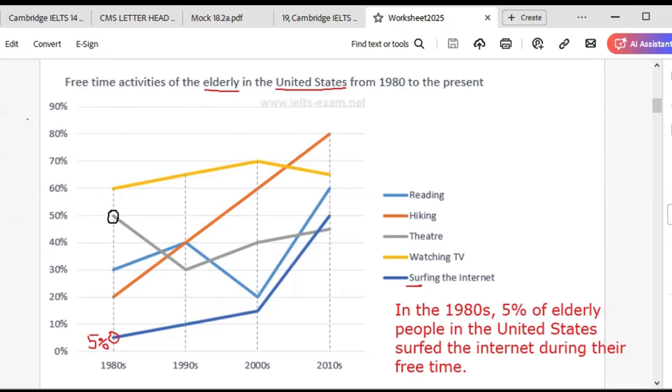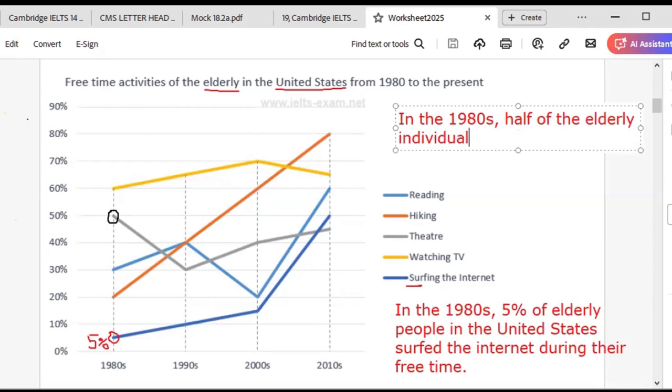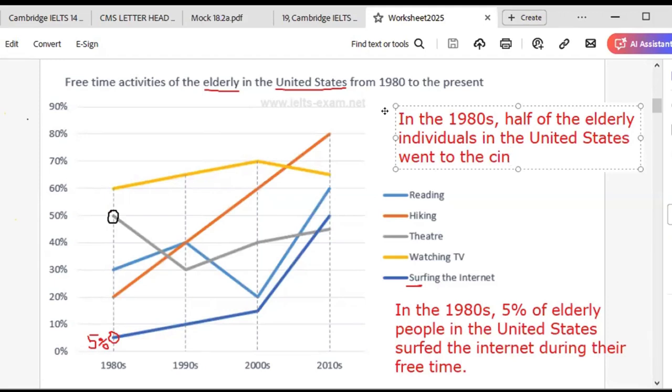So what is our answer here? Let me type out the most accurate answer. "In the 1980s, 50%" or, another option nobody used, half. We can also say half. That's vocabulary. "Half of the elderly individuals in the United States went to the..." what? Cinema. I can also say cinema or theater. "Cinema during their..." what? Free time. Or during their what? Leisure time. That's it.